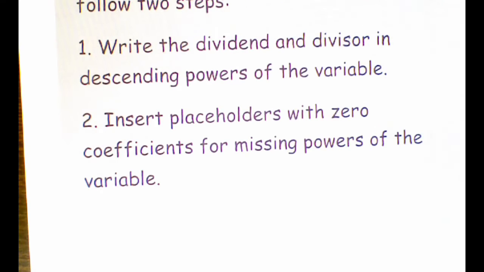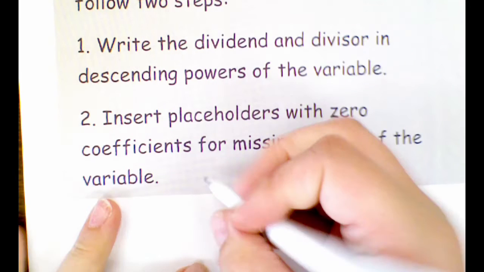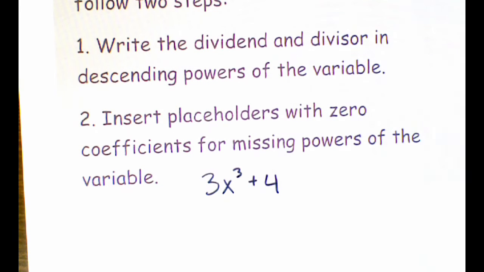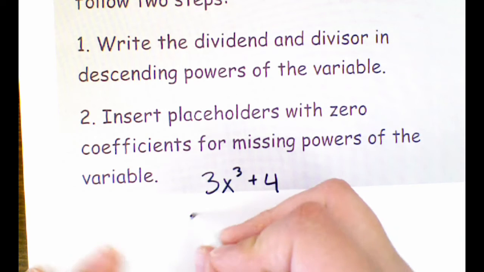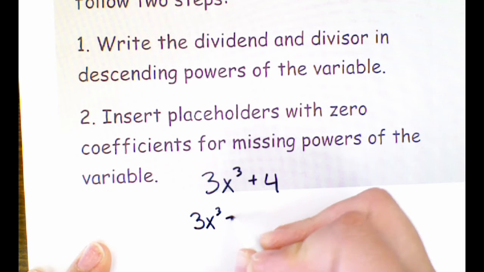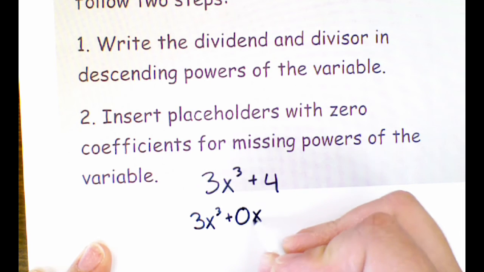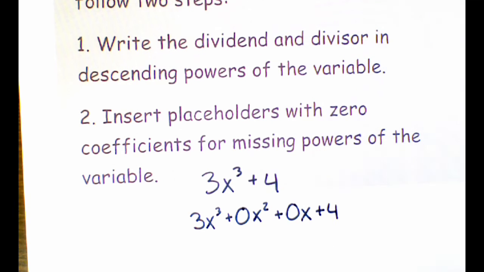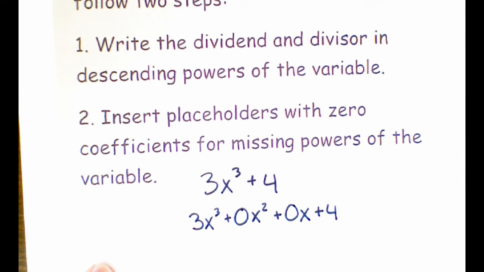So what that means is if I have an equation like 3x cubed plus 4, before I start dividing, I want to rewrite this. Notice I'm missing an x squared, so I want 0x squared. I'm missing an x, so I want 0x, and then my 4. I want to have every power in my divisor and dividend before I start the division.